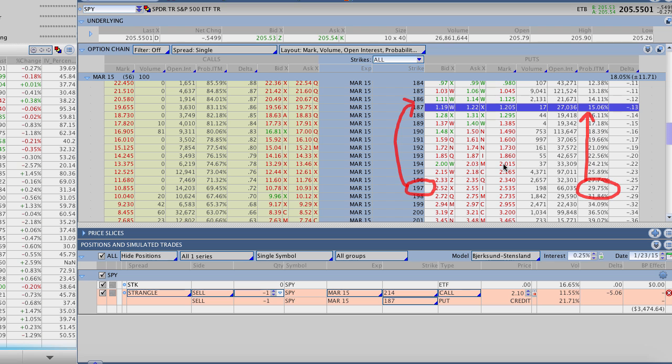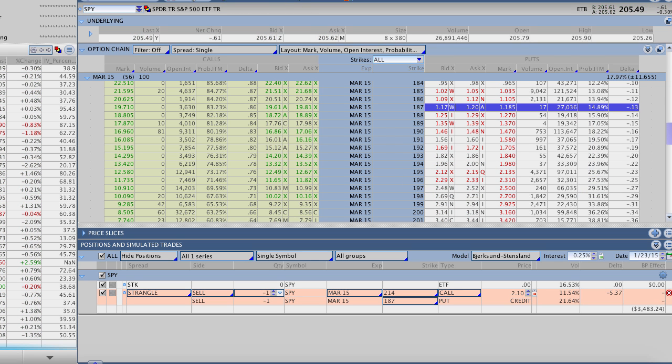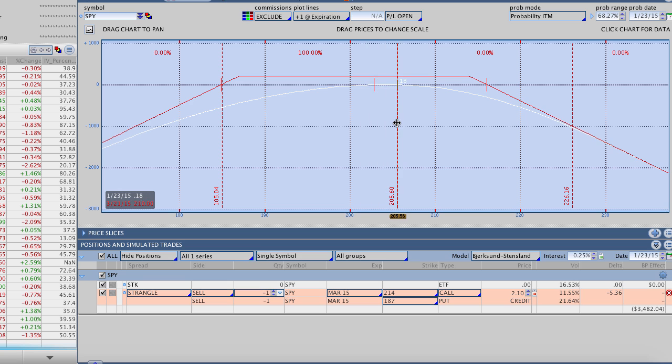So let's say that the stock does drop $10 from where it's at right now, which is 205. So we're just going to move this over here and we're just going to drop this $10 all the way down to 195. Okay, so let's say the stock moves down to about 195, which is about here. Okay, so now the stock is challenging the put side of our trade.